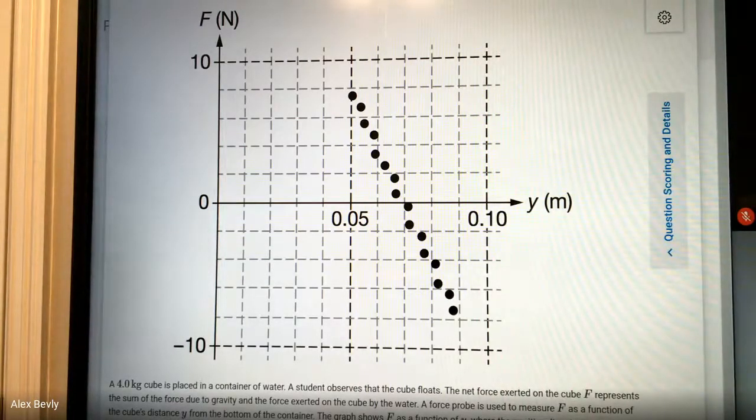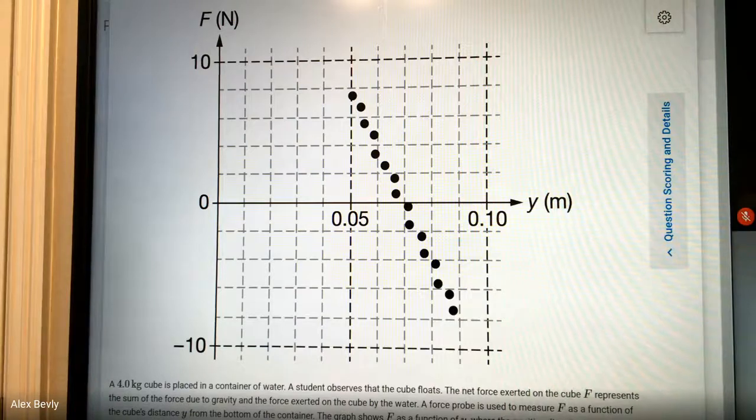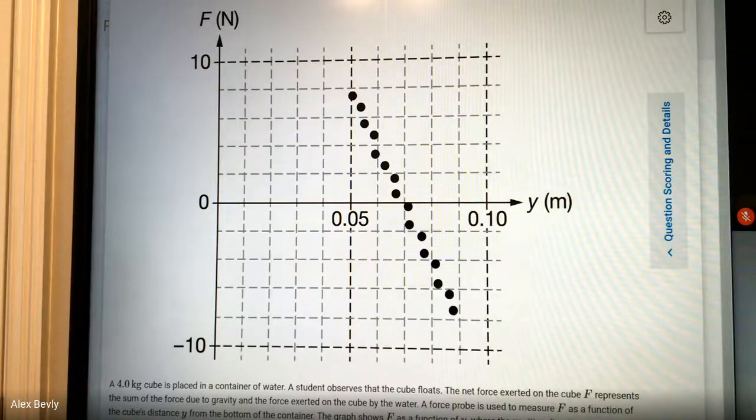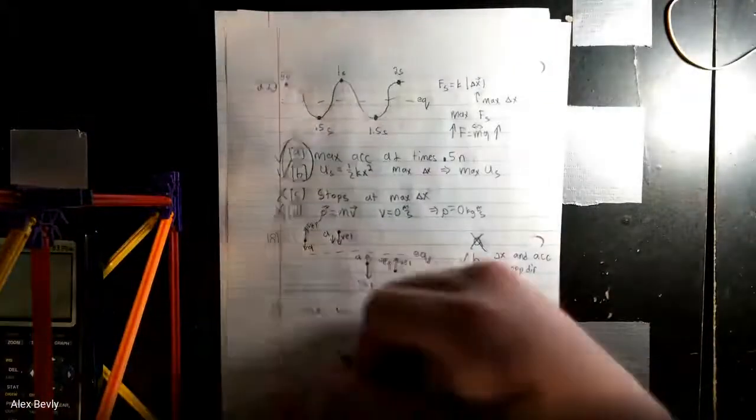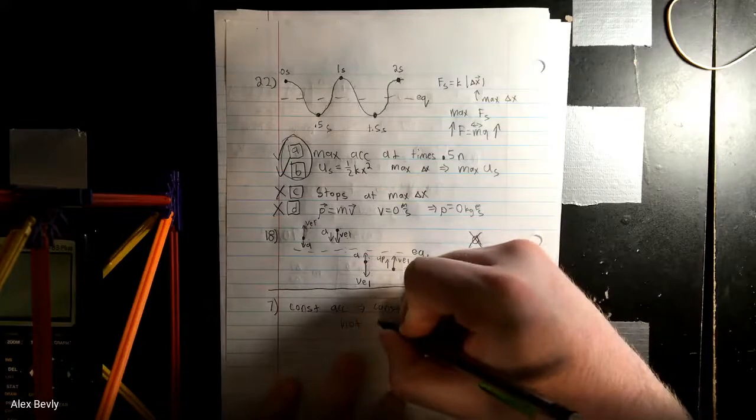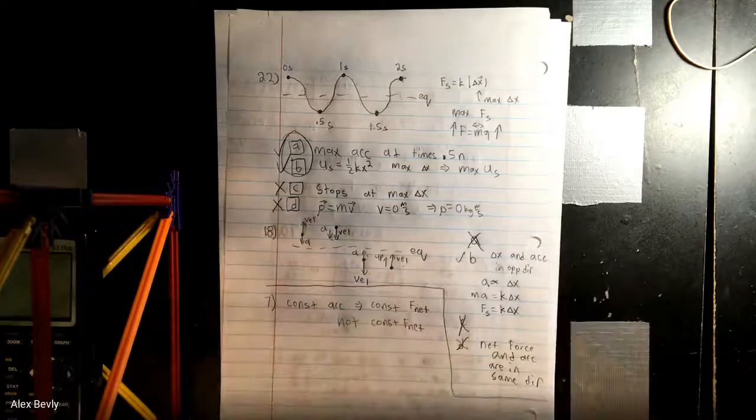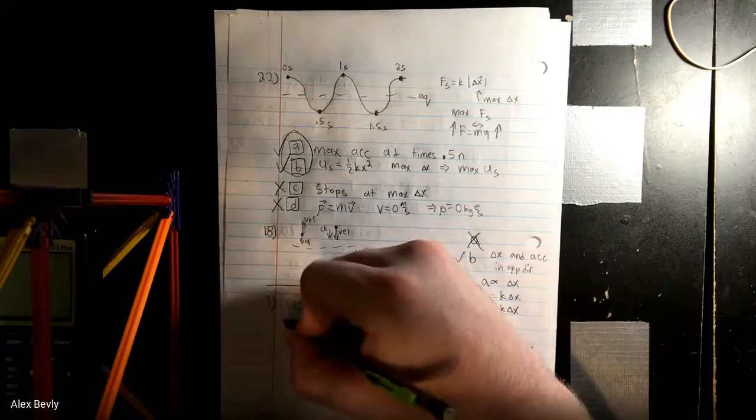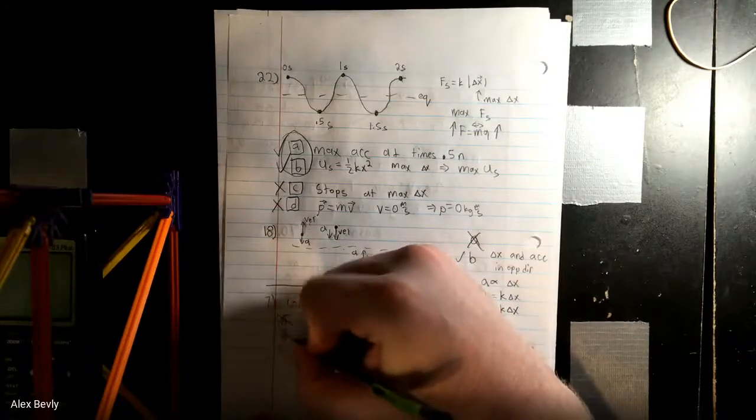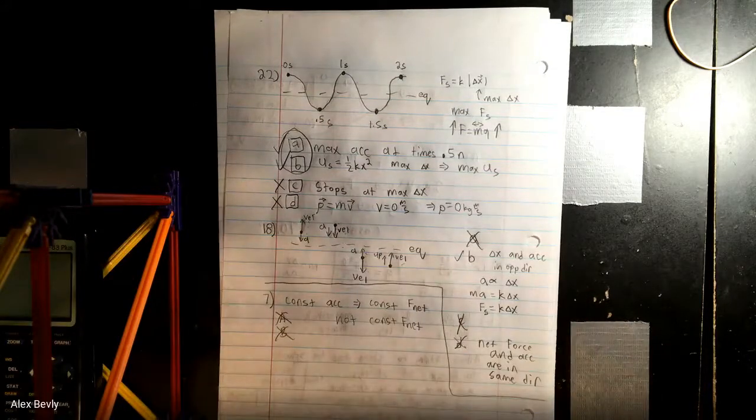No, our force isn't constant. We're going from, at 0.5 meters, close to a 9 Newton force, and at 0.09 meters, about a negative 9 Newton force. So yeah, it's not a constant force. So we have a non-constant net force. That means it can't be A or B, right? A and B rely on this being a constant acceleration. But we don't have a constant force, so we don't have a constant acceleration.